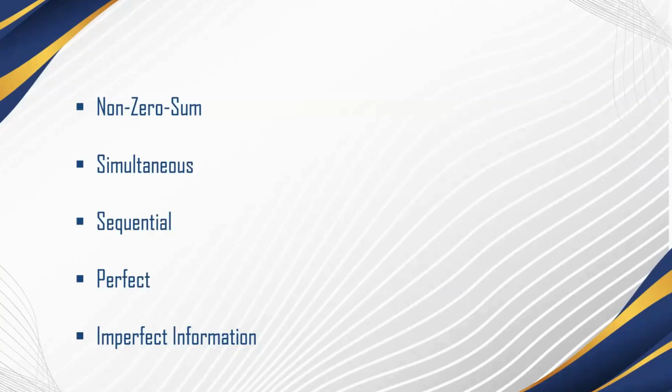Perfect information game. All the players have complete information about the previous moves and the game structure. Imperfect information game. Players lack information about some aspect of the game, such as the previous actions of the others or certain payoffs.